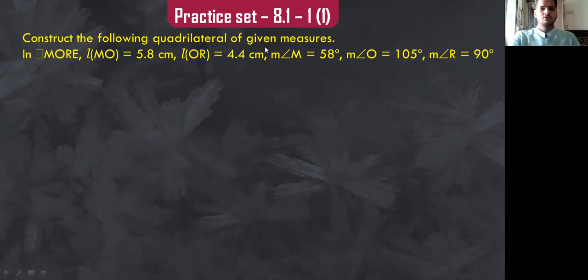Now, we need to construct this quadrilateral. So before constructing, we will analyze the quadrilateral and make an analytical figure, which can also be called a rough figure. Okay. Now, when you make a rough figure, first of all, you have to create a base for the quadrilateral. Now, the base is created out of the segments, correct? Great. Now, you have two segments mentioned in this question. The first segment is MO with the length of 5.8 and the second segment is OR with the length of 4.4.